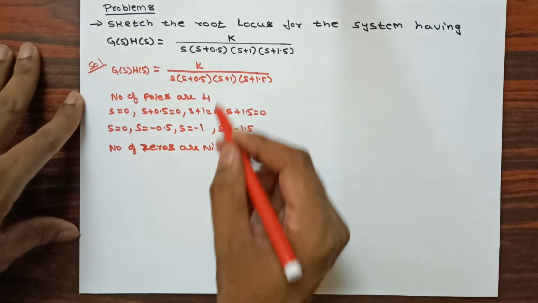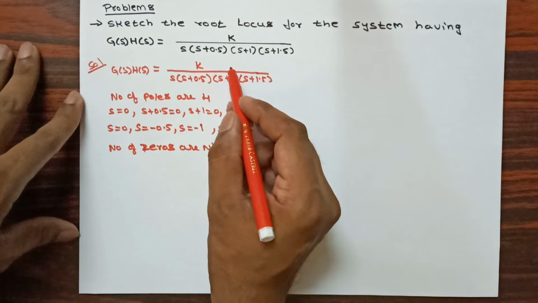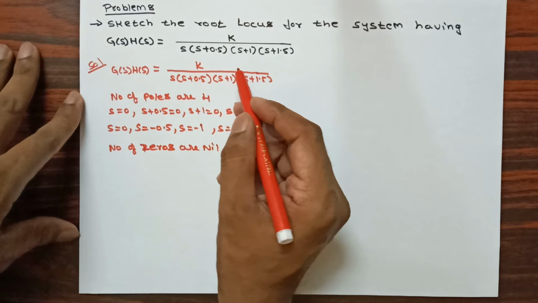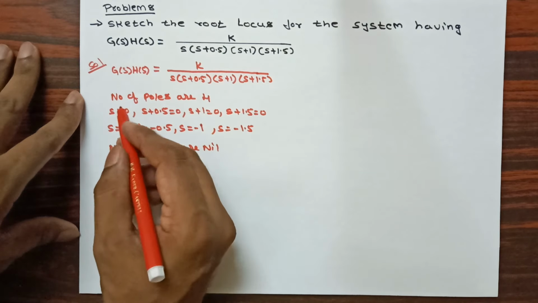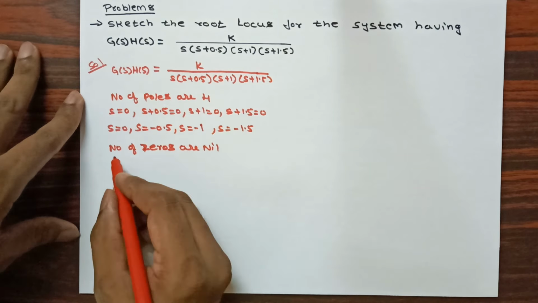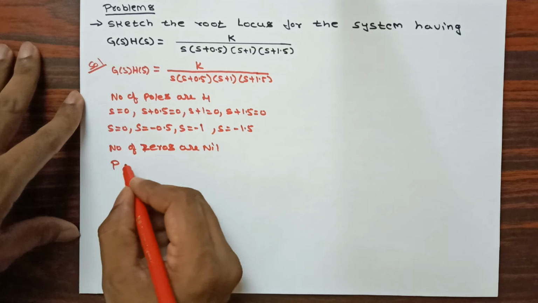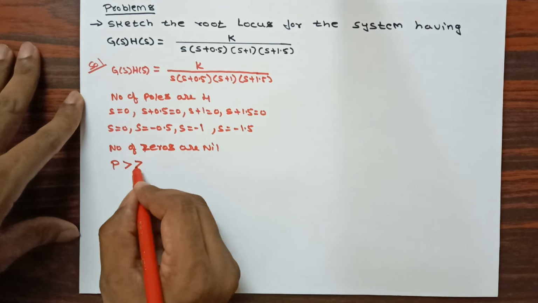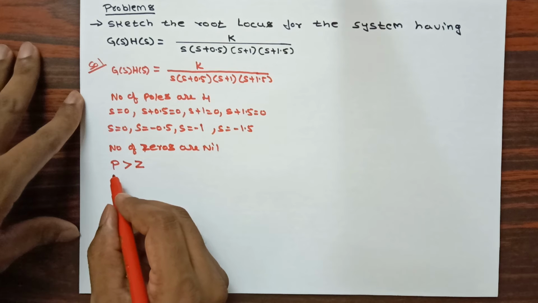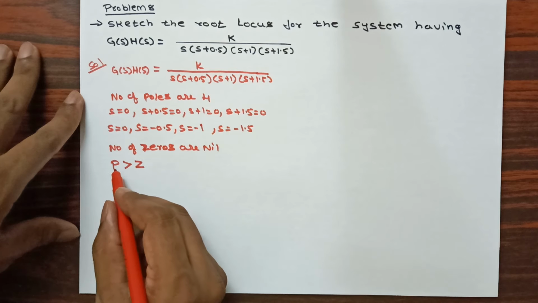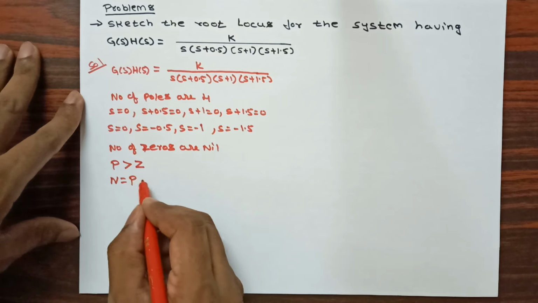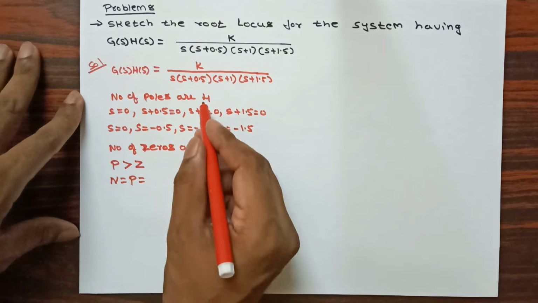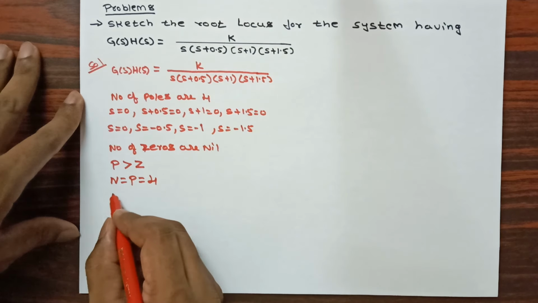In this, numerator s values are not given, that is zero values are not given, therefore number of zeros are nil. So in this you can see number of poles are greater than number of zeros. So we are going to consider the number of branches is equivalent to number of poles, that is capital N is equivalent to number of poles, which is 4. The number of branches is N equal to 4.